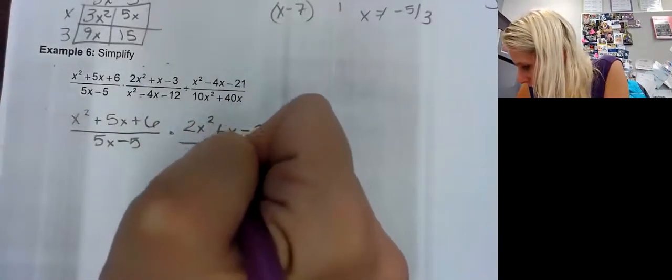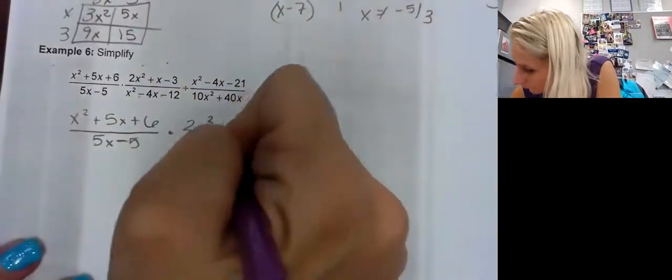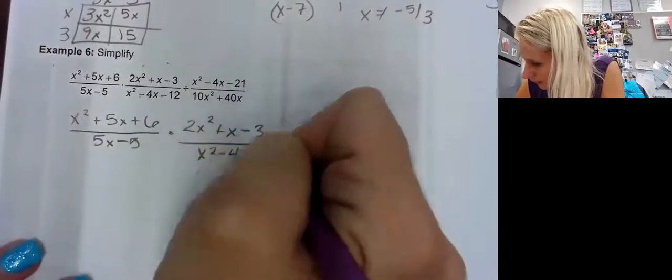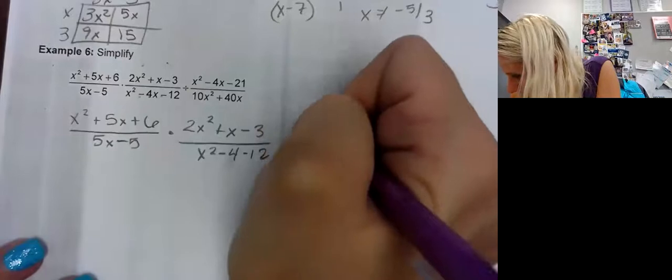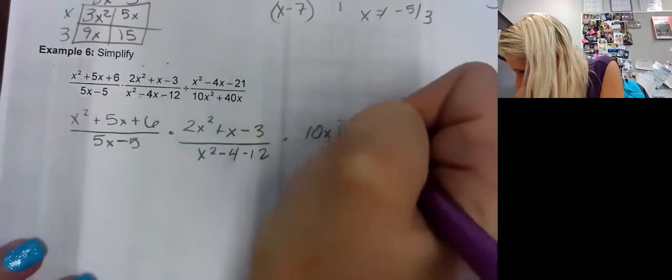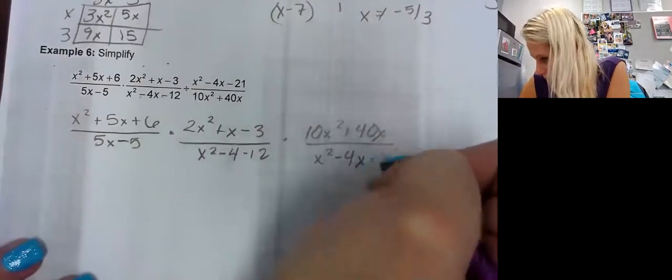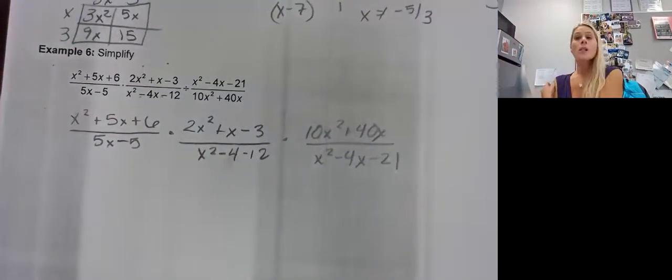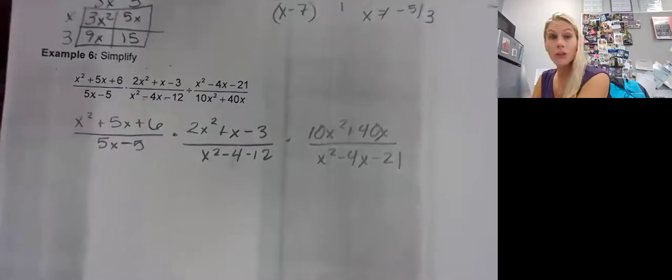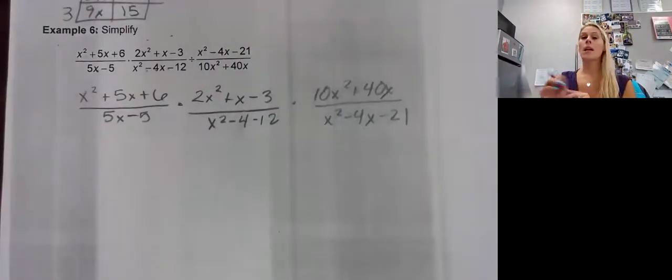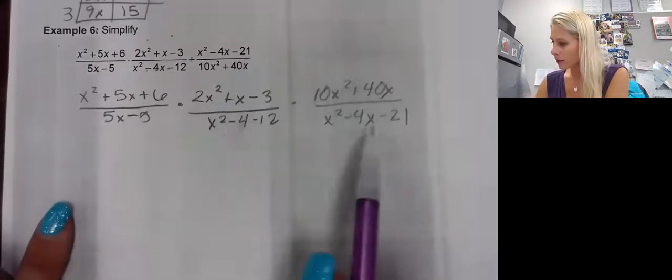Tons of factoring, huh guys? Yep, right there. 4 minus 12. Now times, don't forget to flip. 10x squared plus 40x all over x squared minus 4x minus 21. Okay, guys, so just to tell you, I am going to do factoring quickly. If you want, pause it right now. Try to factor everything you can, see if you got it correct, okay? Because all of these things, I'm going to try to factor.